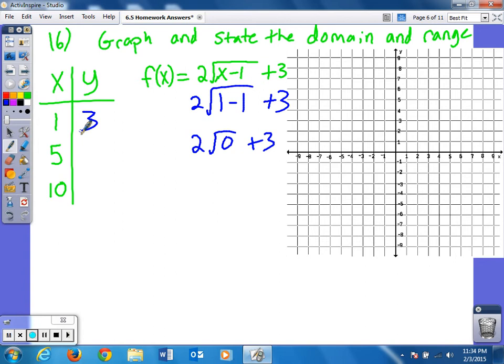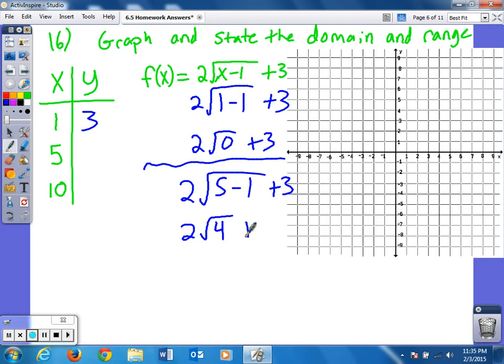If we plug in 5, and I just chose these x values because they were ones that would come out nicely with square roots, you could just plug in any x value. That would be fine. But if we plug in 5, that'll give us 5 minus 1 underneath the square root. So we're going to have 2 times the square root of 4 plus 3. 2 times the square root of 4 is 2 times 2, so that's 4 plus 3, which gives us 7.